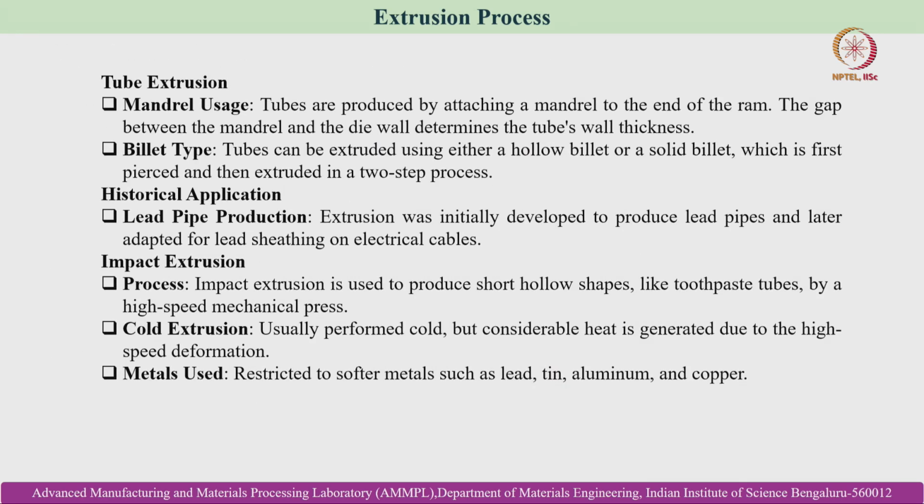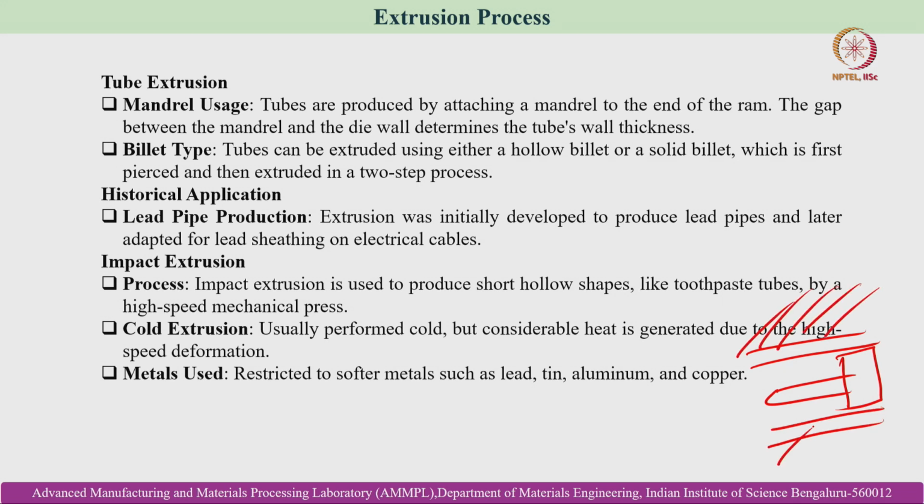Here you can see the mandrel is basically a rod which is attached with the piercing die. You can assume that this is the thickness, and this is the piercing ram. This is the die, and this is the ram, and from the ram the piercing mandrel is attached, and then this is the workpiece material. That is what is shown over here.